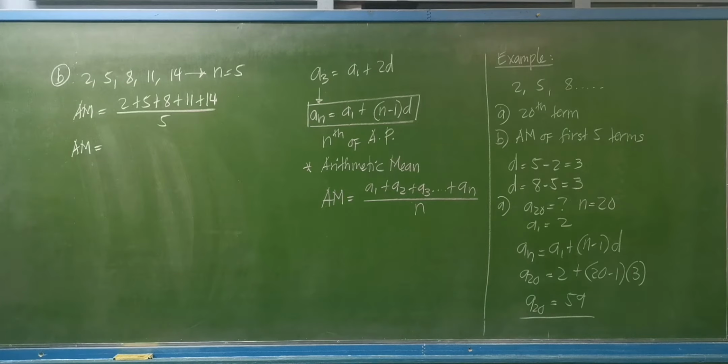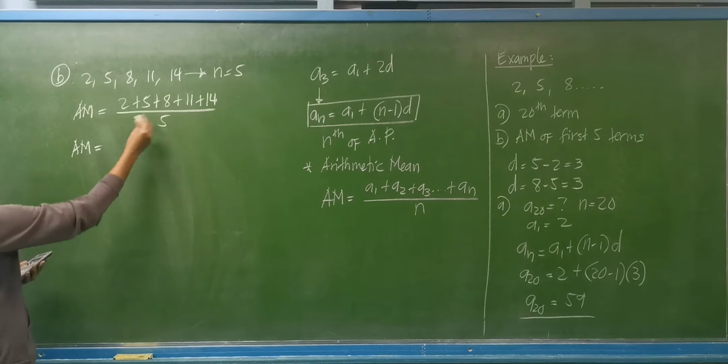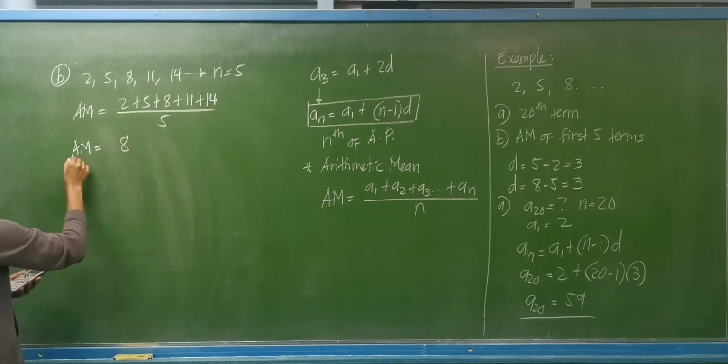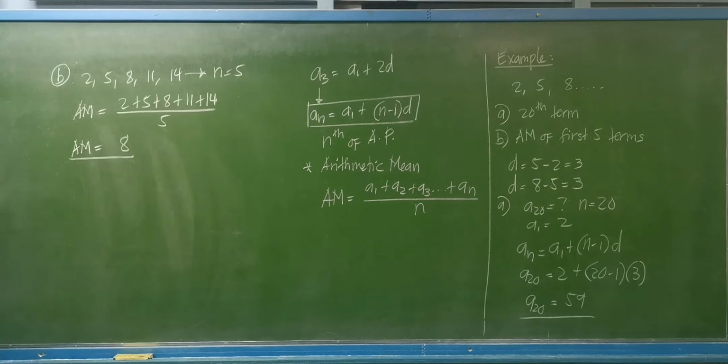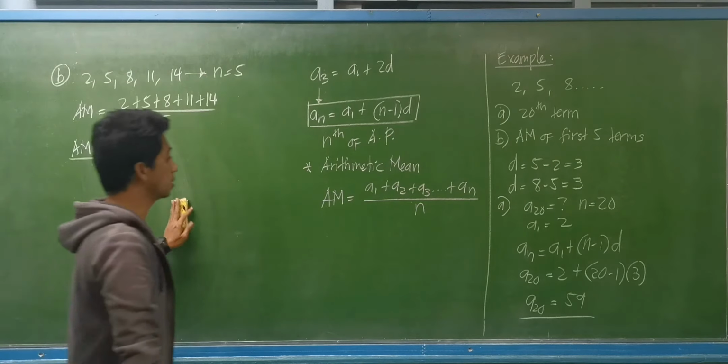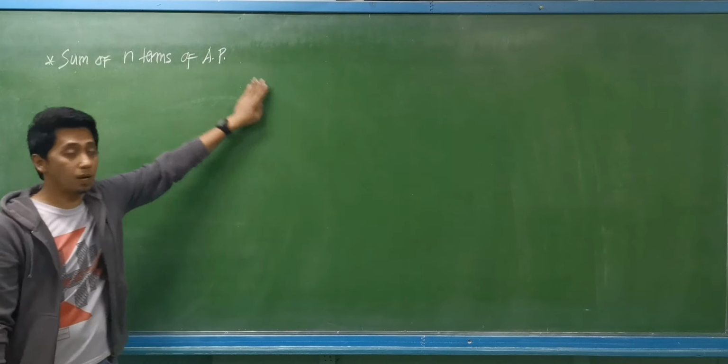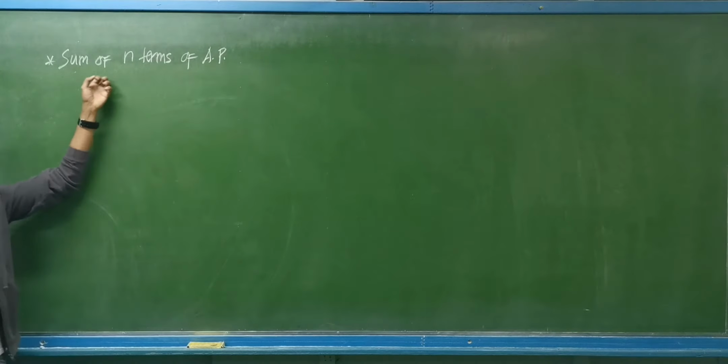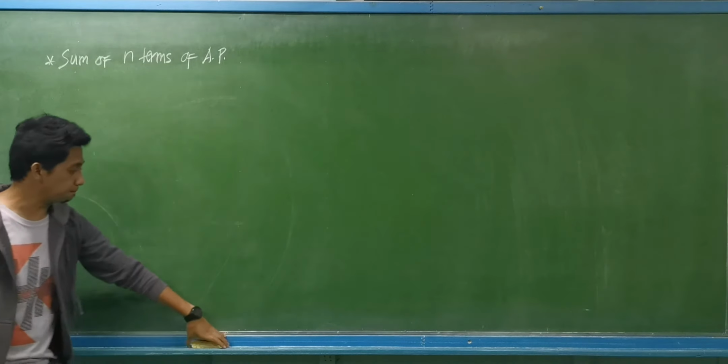We have 2 plus 5 plus 8 plus 11 plus 14, divided by 5. So our arithmetic mean of these 5 terms is 8. Okay, that is for the arithmetic mean. So we proceed to the summation, or sum, of the n terms of an arithmetic progression.